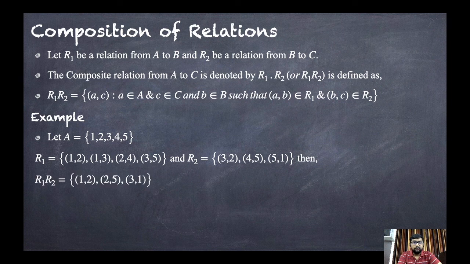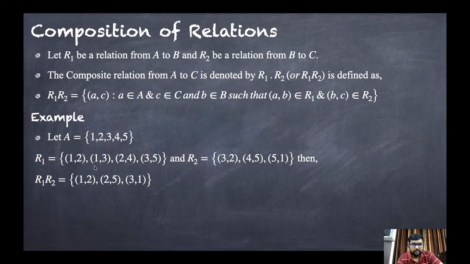Now, if we want to find R1 R2, that means R1 composition R2, first we need to apply R1. Just consider R1. Here (1, 2), so one's image is 2, or 1 goes to 2. Now in R2, check whether 2 goes to some other element or not. Is there any 2 in the left coordinate of R2: (3,2), (4,5), (5,1)? No. So 1 goes to 2 and here 2 goes to nothing. Just stop here. So the first entry is done.